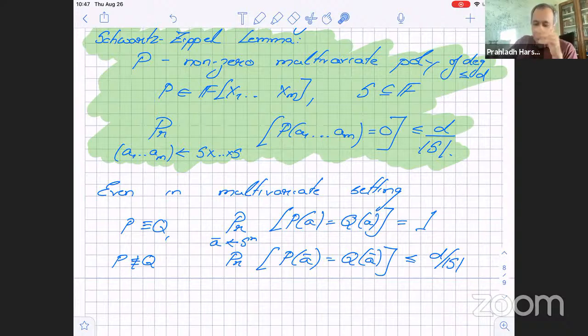Let's see. So Schwartz-Zippel does not need finiteness of the field. It just uses the degree mantra, but the degree mantra is true both for finite fields and infinite fields, and it just uses that as a base case, and then you can induct and prove it for the m-variate setting. Any questions?